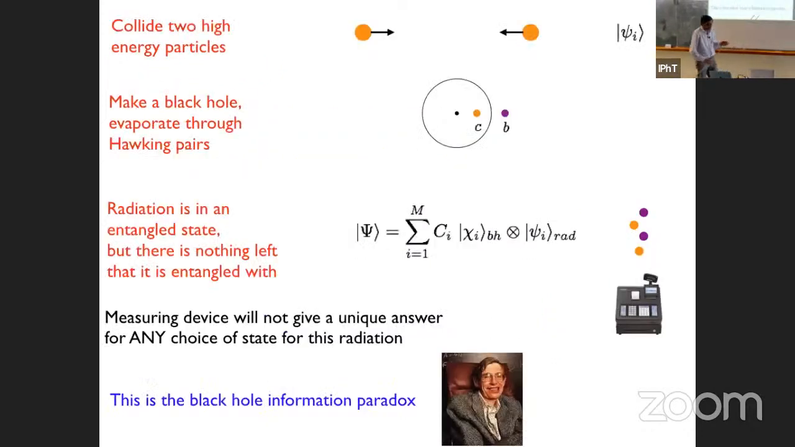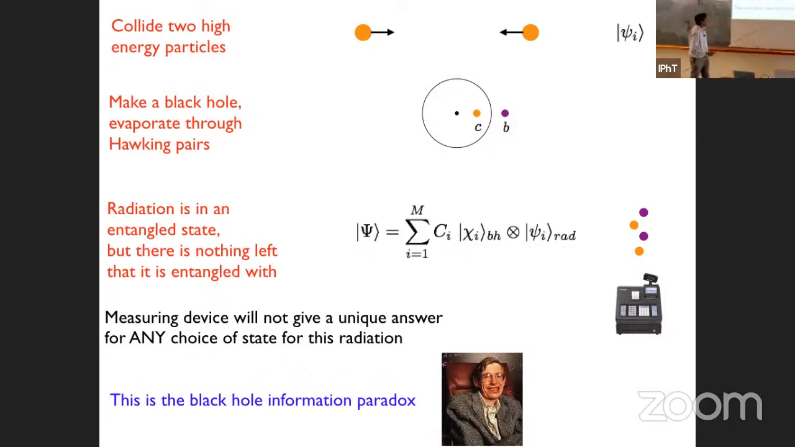Okay, now what happens if you make a black hole? You make a black hole, let's say in some state by colliding two particles with great energy at CERN, and then it emits by pair production. What Hawking found was that it creates an entangled state of the radiation with something, but now that something is gone, so you only have this entangled state of the radiation. Or even if you have a remnant, the important thing is that the radiation is entangled with what is left behind.